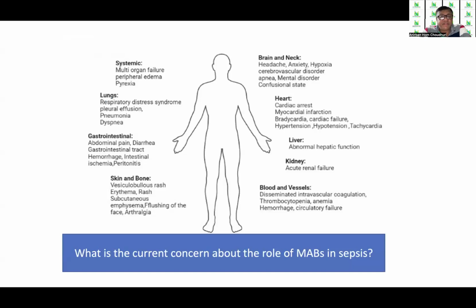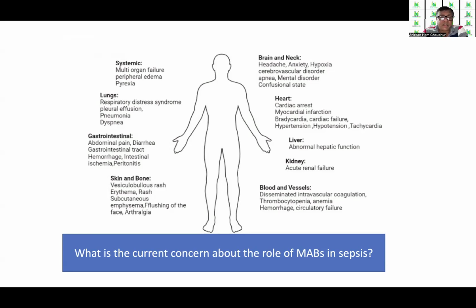And they have their effect on almost every organ system. They have systemic effects like multi-organ failure, peripheral edema, pyrexia. In the lungs, there can be respiratory distress syndrome, pleural effusion, pneumonia, dyspnea, and likewise in the gastrointestinal system, skin and bone, brain and neck, heart, everywhere they can leave their footprint.